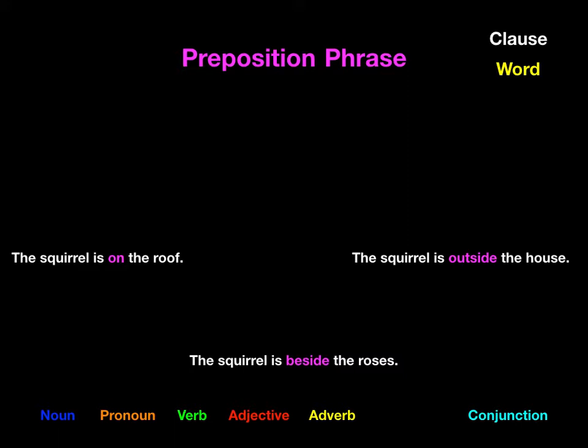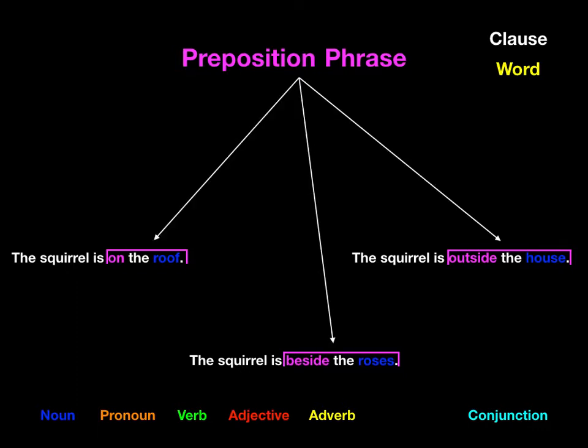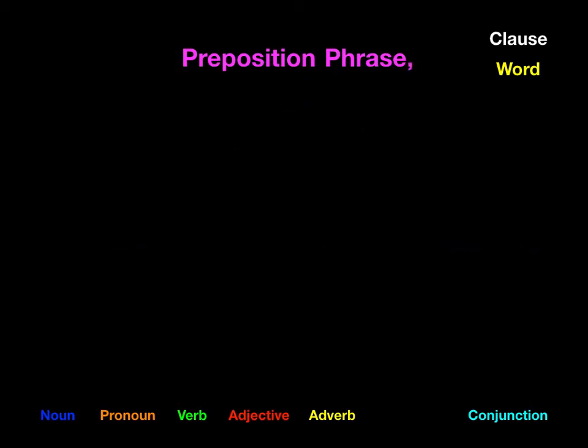After each of these prepositions, you will note that there is a noun: roof, house, and roses. A prepositional phrase begins with a preposition and ends with a noun. Therefore, everything from "on" to "roof," "outside" to "house," and "beside" to "roses" would be considered a prepositional phrase. If we have a prepositional phrase at the beginning of a sentence, we will need a comma after it.